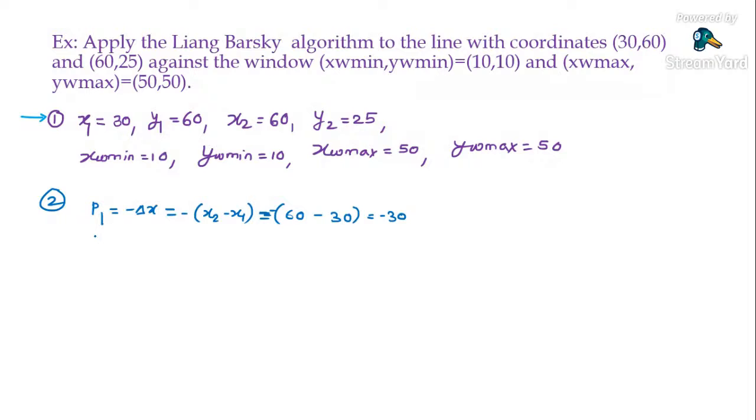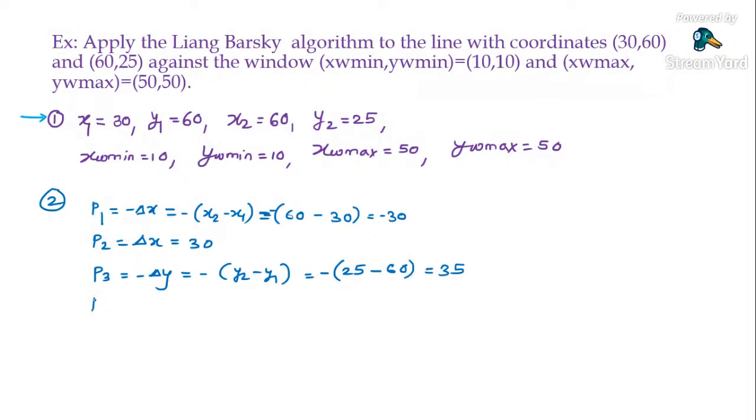Then next, p2 is equal to delta x. It is nothing but 30. p3 is equal to minus delta y. So minus of y2 minus y1, y2 is 25 minus y1 is 60. So the answer is minus of minus 35, and minus minus is plus, so plus 35. And then p4 is equal to delta y, so it is equal to minus 35. So we got the answer for p1, p2, p3, p4.